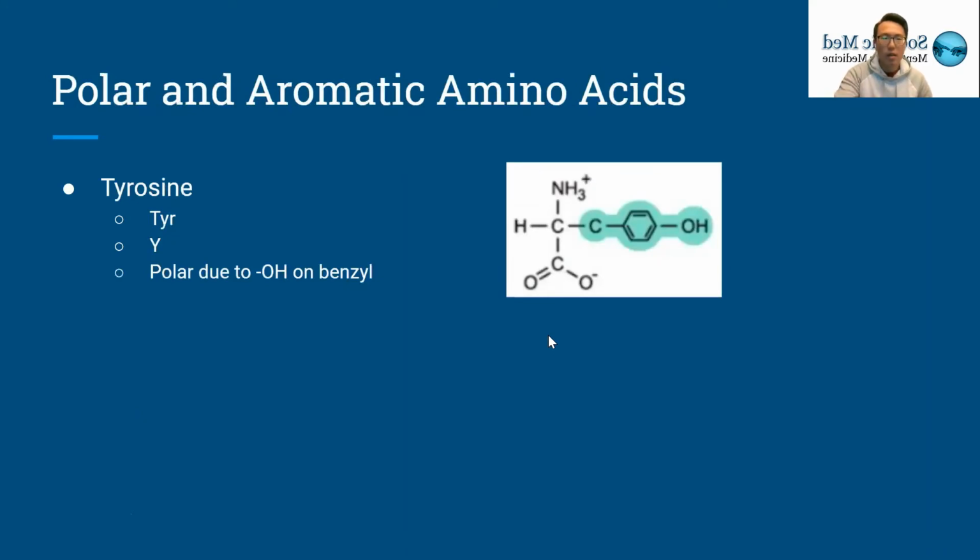And lastly, this is a polar and aromatic amino acid. So it's polar because of this hydroxyl group at the end, this OH. It causes the amino acid to be polar because it's not just carbons and hydrogens in the chain. This OH hydroxyl group adds polarity to it. So tyrosine, TYR. It's also weird. The 1-letter symbol is a Y. And then, yeah, it's polar due to the OH on the benzyl group.